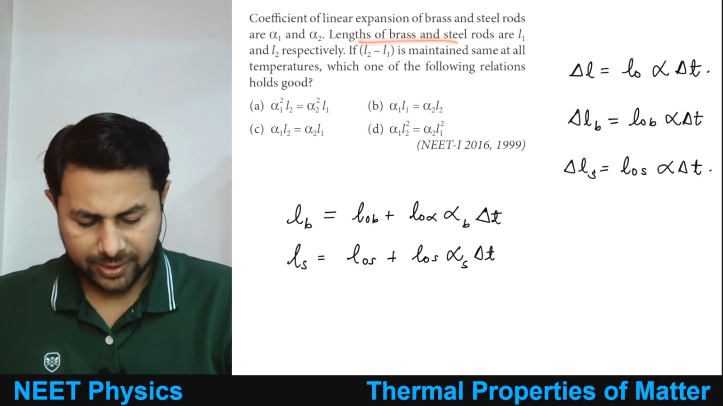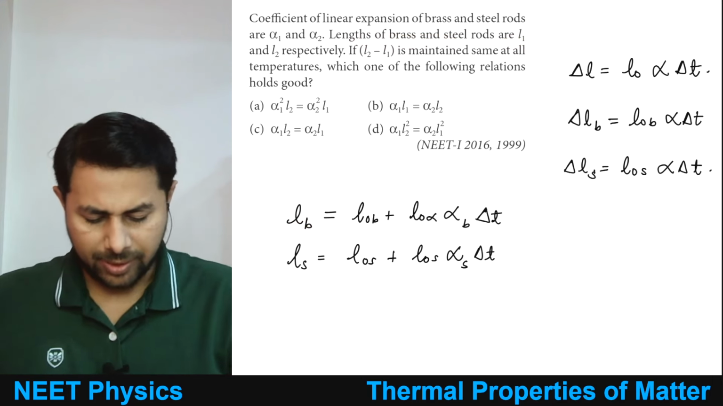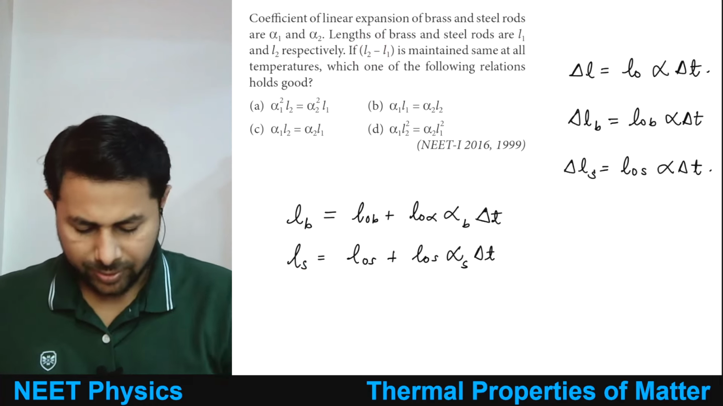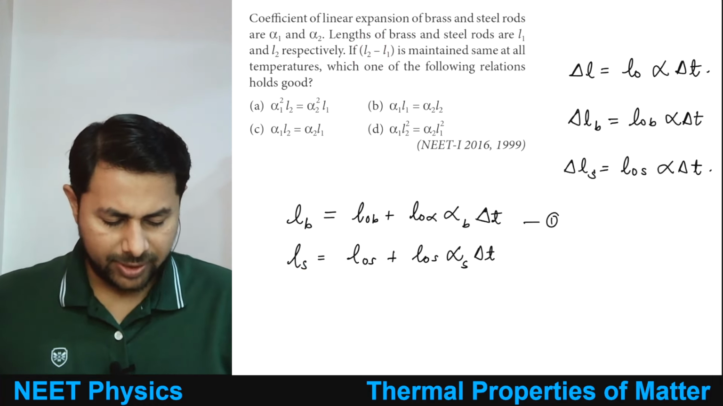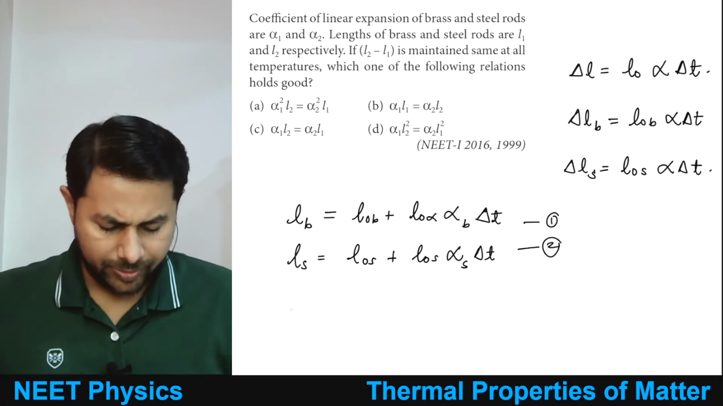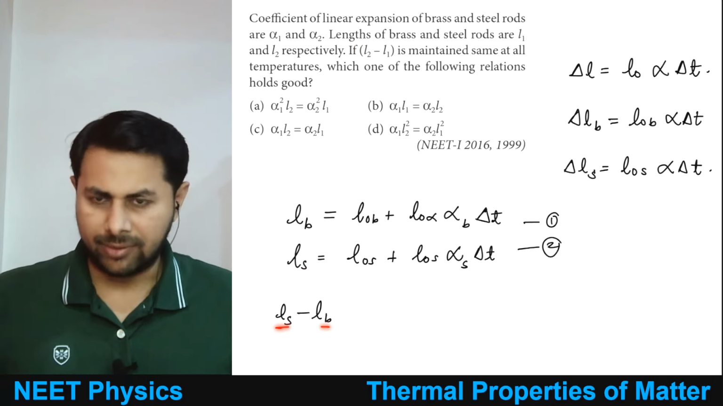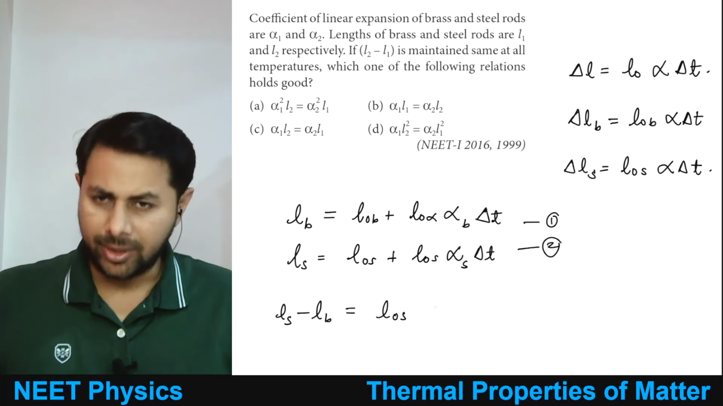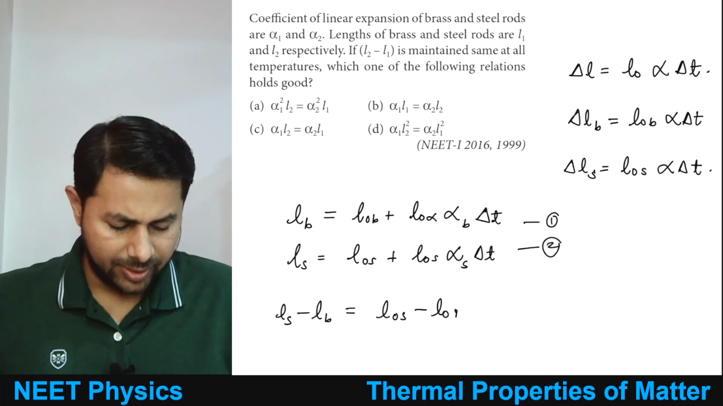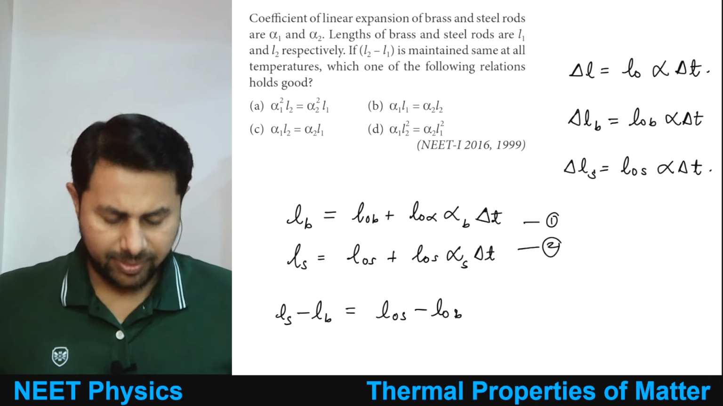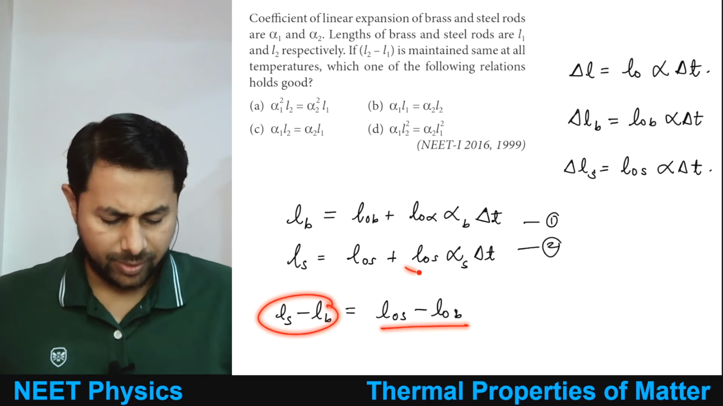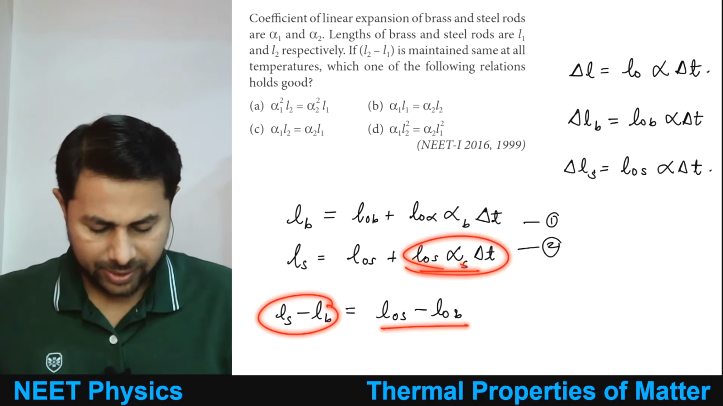Lengths of brass and steel are L1 and L2. So length of steel is L2. Subtract length of brass from it. Let's say this is 1, this is 2. Subtract 1 from 2 and you get LS minus LB. This is your L2 minus L1, and it is equal to L naught S minus L naught B. And they say that it is maintained same at all temperatures. That means this is equal to this. Then we are left with still this thing.